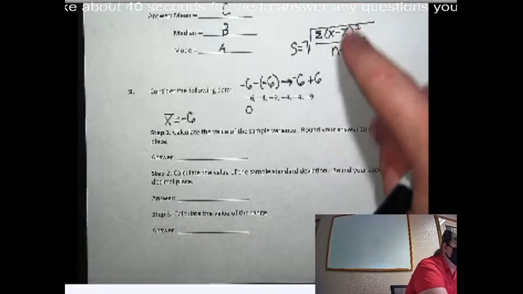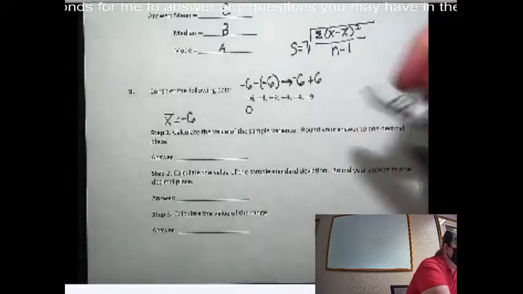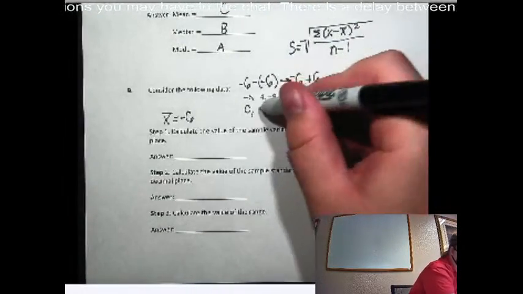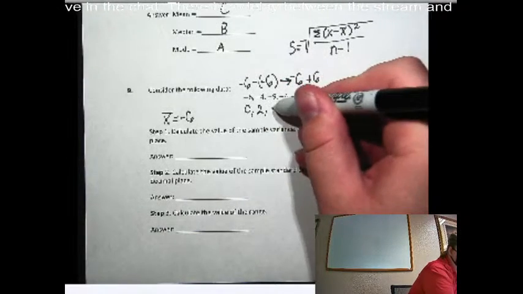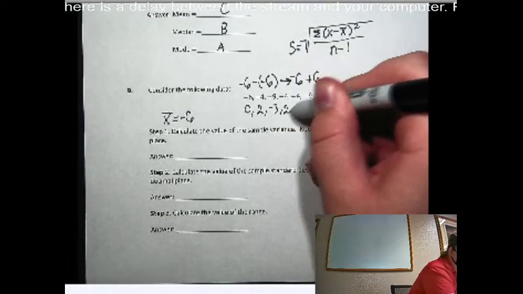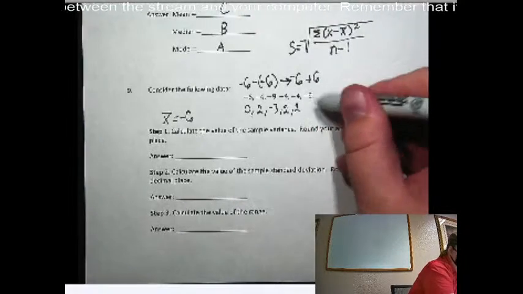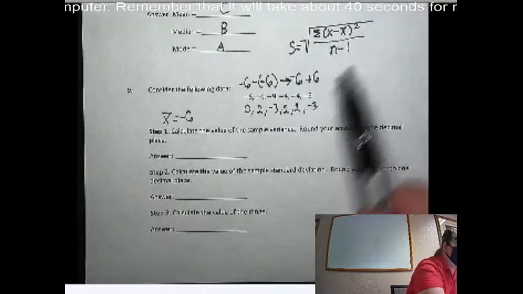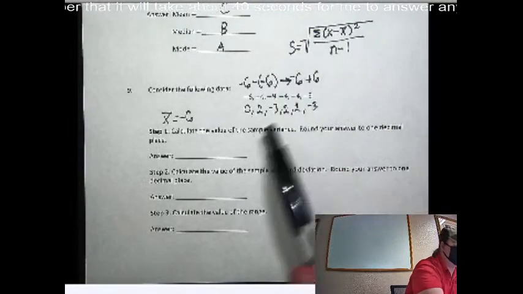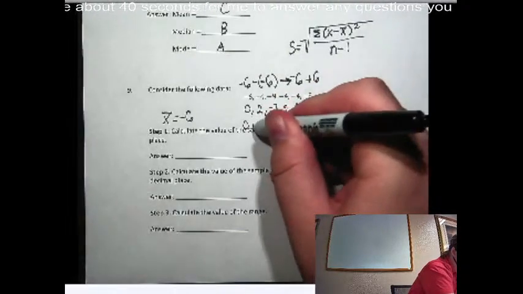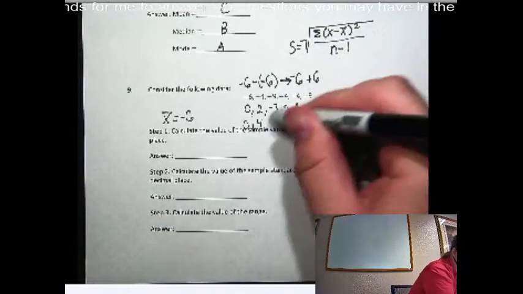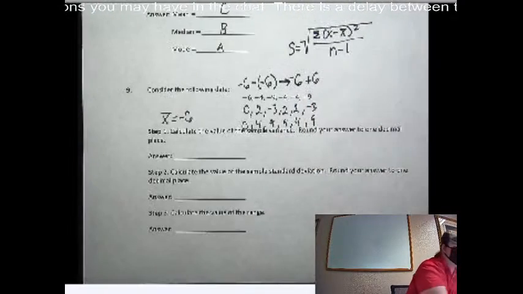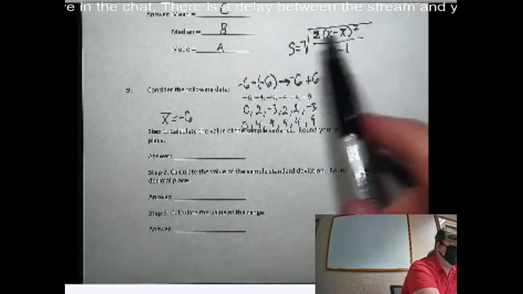Okay, let's see. So -6, take that away from -4. We should get 2, +2. This one we get -3, +2, +2, and -3. And then square all of these numbers. So x minus x bar squared, so we square all of these. 0, let's see, that's 4, 9, 4, 4, 9. And now we need to sum them.